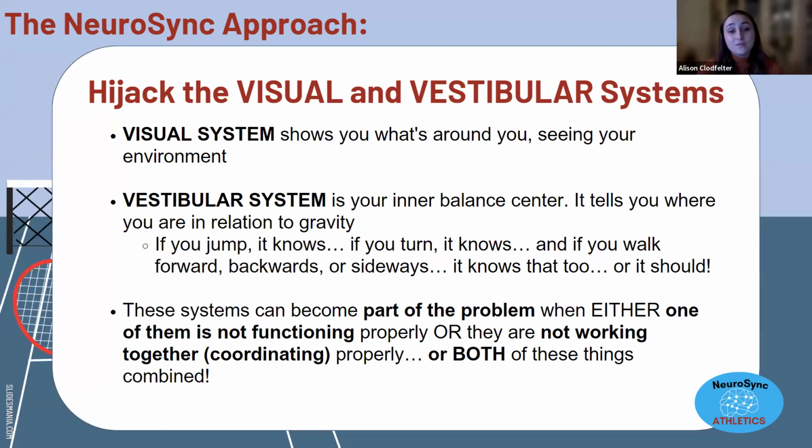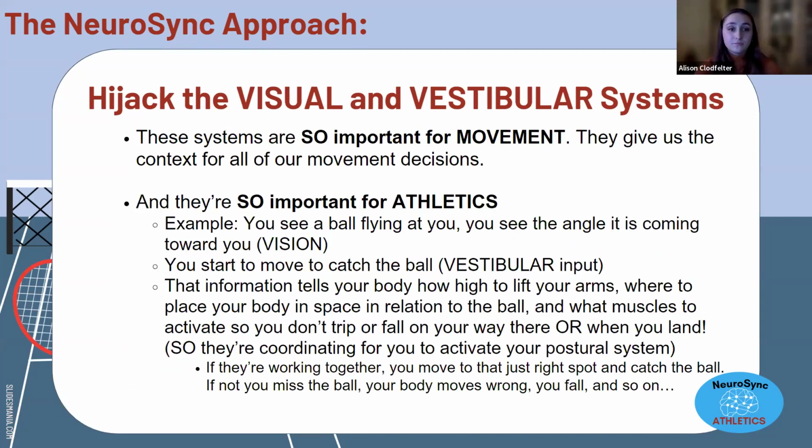If these systems are not functioning properly, they can become part of the problem. When either one of them is not functioning properly, like say your vestibular system or your visual system, or they are not working properly together or coordinating, or both of these things combined. Both of these systems are so important for movement. They give us the context for all of our movement decisions. And they're so important for athletics as well.